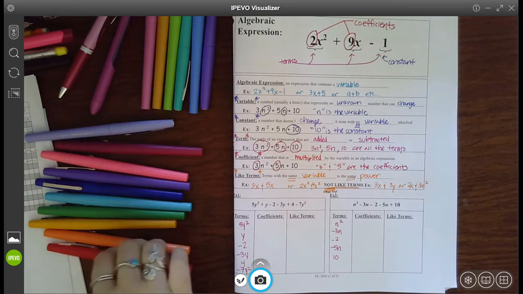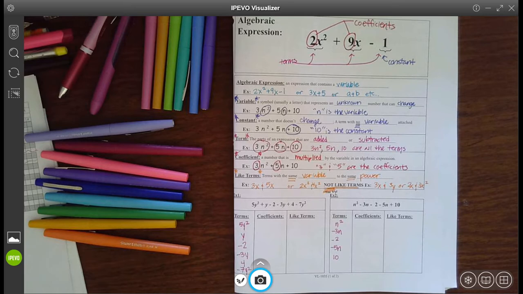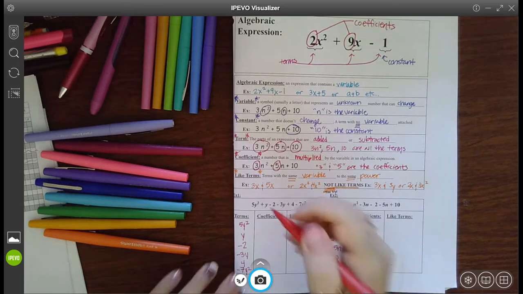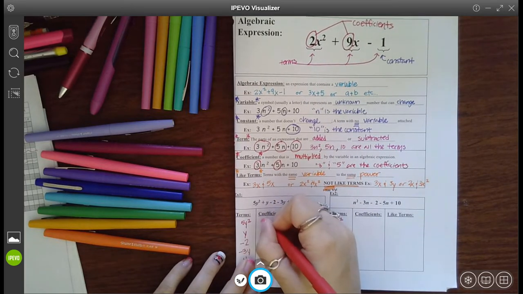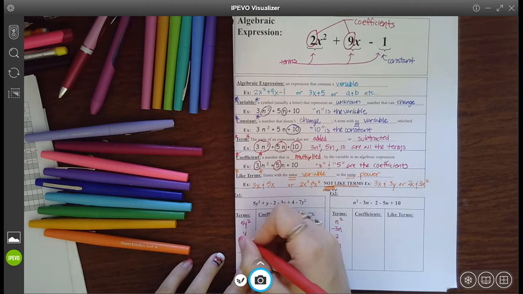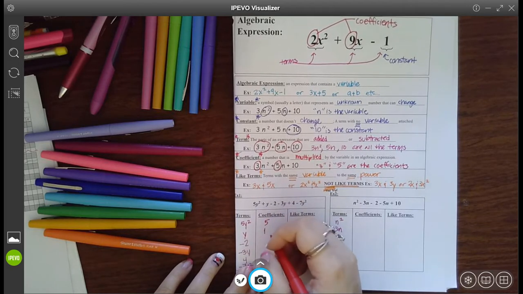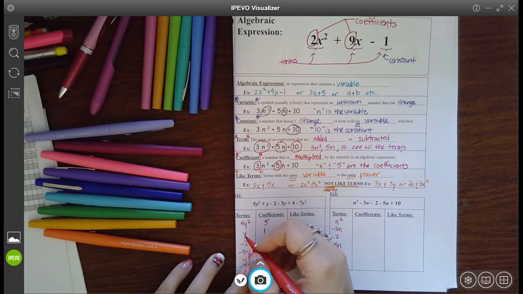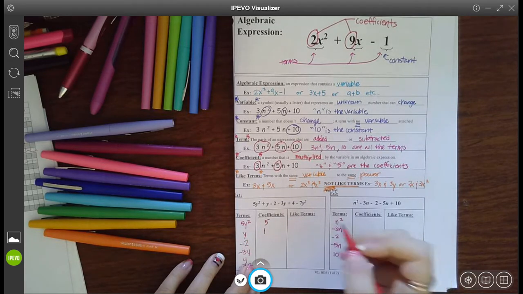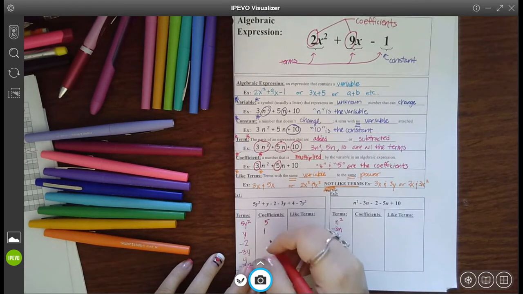Okay, now coefficients are the numbers that are in front of all your variables. So this one, what's in front of it? A 5. What's in front of this one? When there's nothing there, it's technically a 1. Don't say 0 because 0 times y would be 0 and the y would go away, right? So it's a 1 when there's no number present.